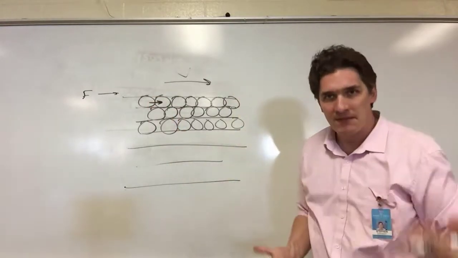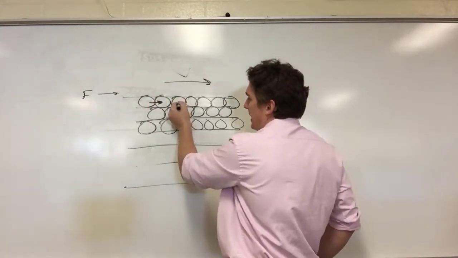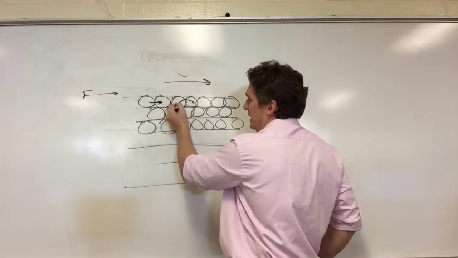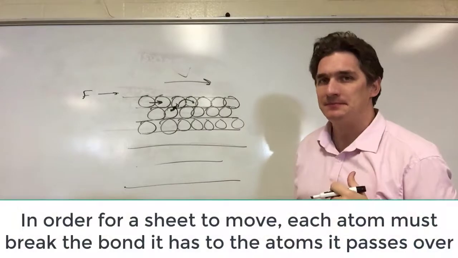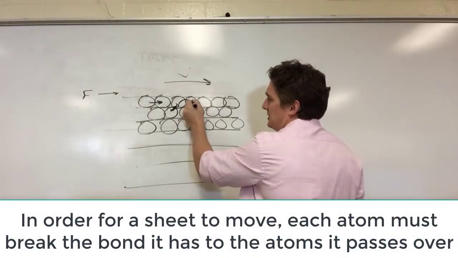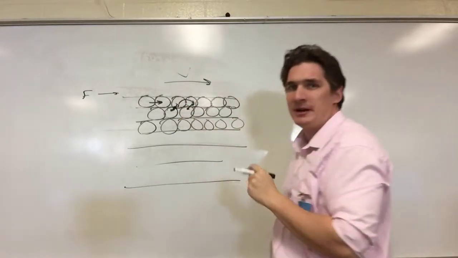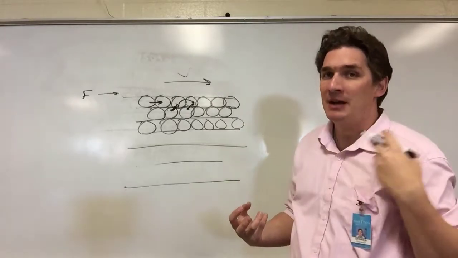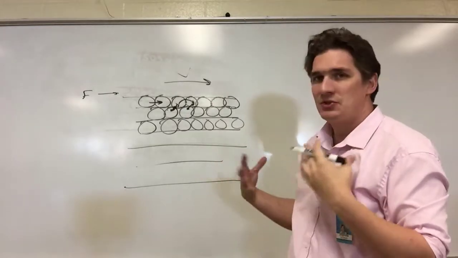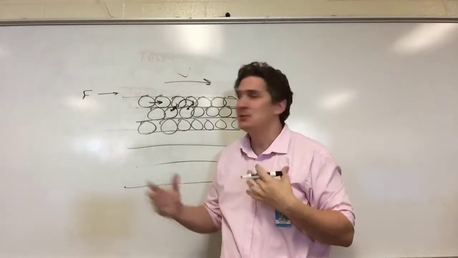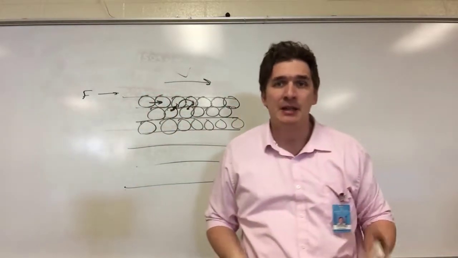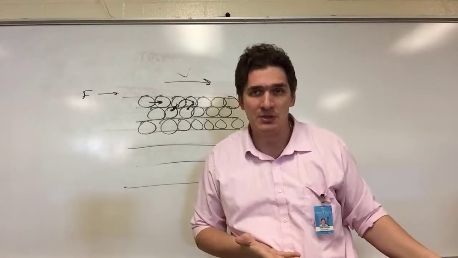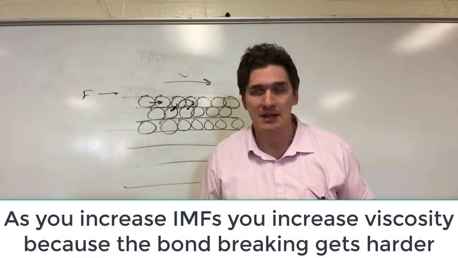But as we look across the flow, in order for this atom to move to the right, it has to break its connection to the one directly behind it. And the same thing is true for this atom. In order for it to flow to the right, it has to break the connection between it and the atom behind it. And so the strength of these bonds is going to dictate how much force it takes to move these sheets along. So as you'd expect, as you increase intermolecular forces, you start increasing viscosity.